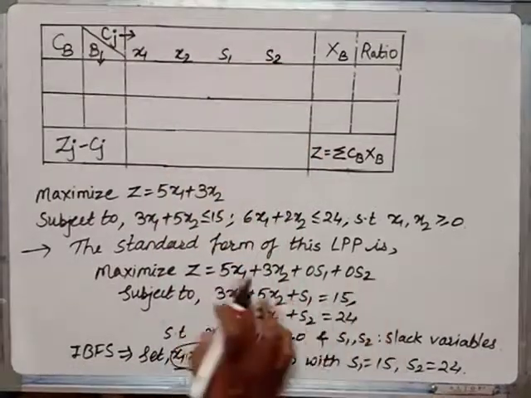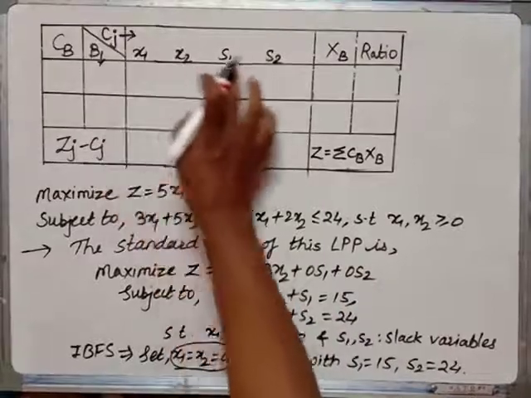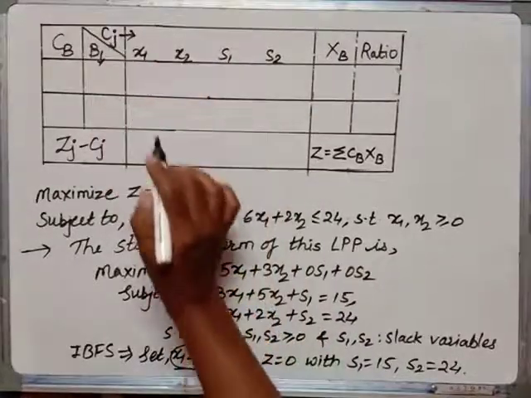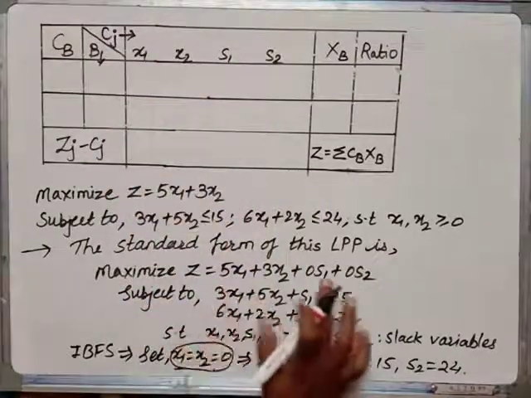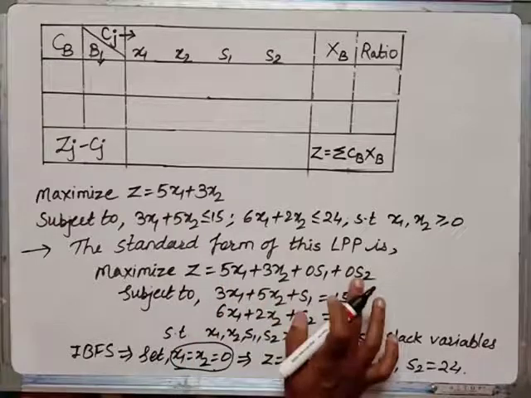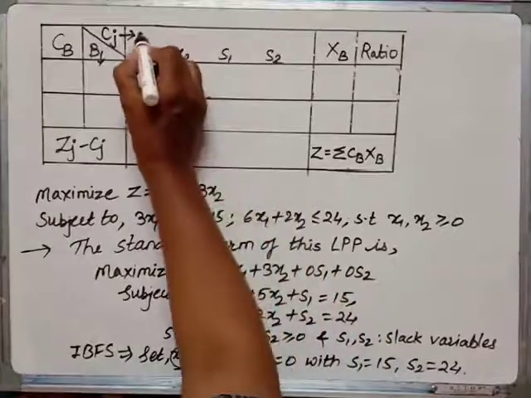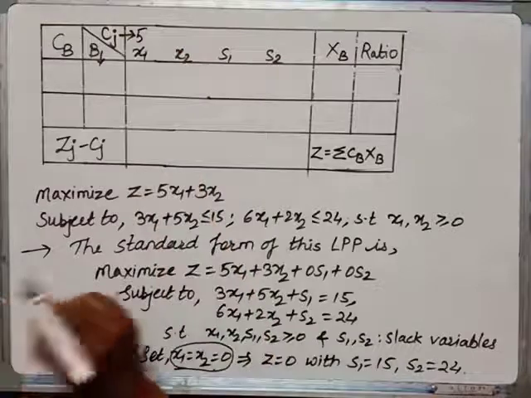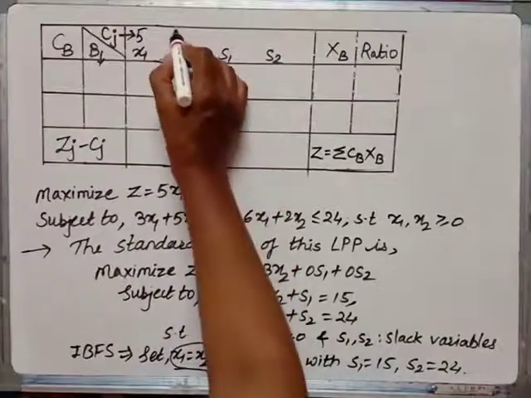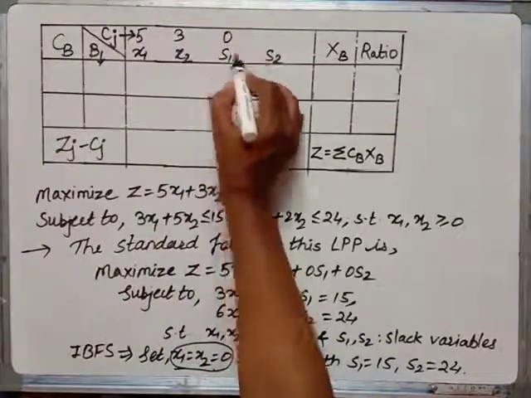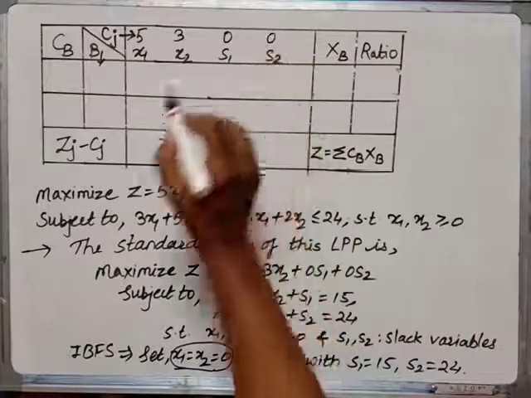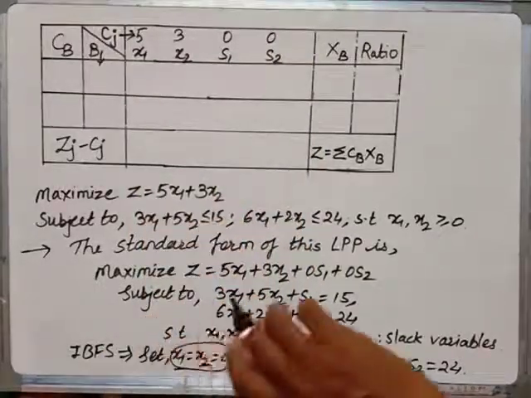Whatever the variables are here, all of them I will write here. Now, this Cj means coefficients of all these variables in the objective function. What is the coefficient of x1? 5. Coefficient of x2? 3. Coefficient of s1? 0. And coefficient of s2 is also 0.